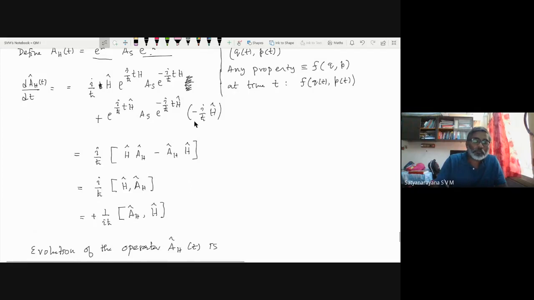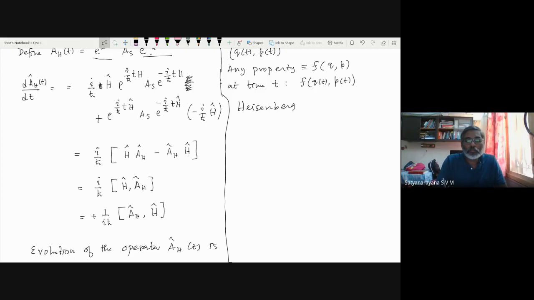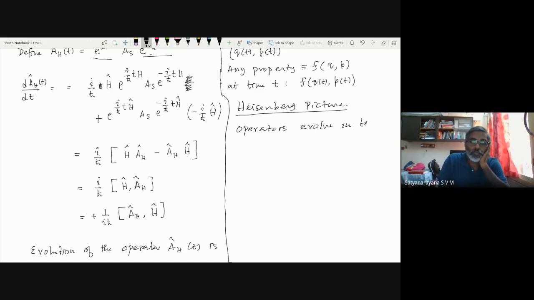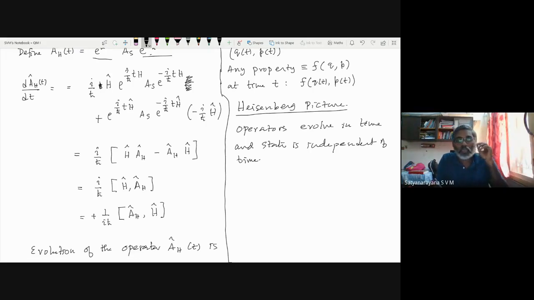And this picture, we call it the Heisenberg picture, where operators evolve in time and the state is independent. This is complementary to the Schrodinger picture. And operators evolve in time according to what is called the Heisenberg picture.